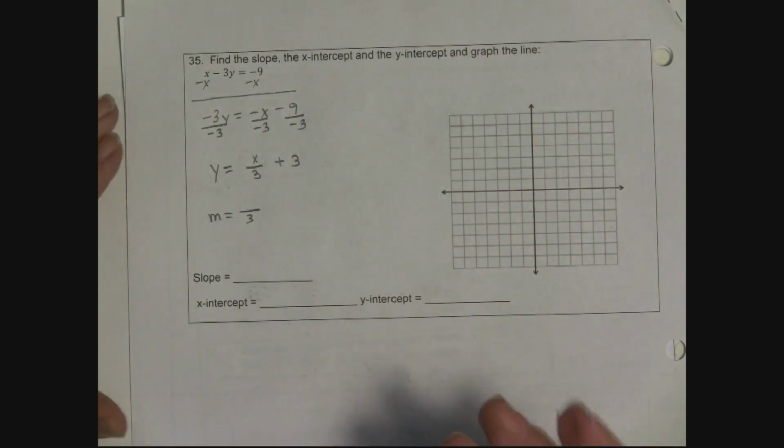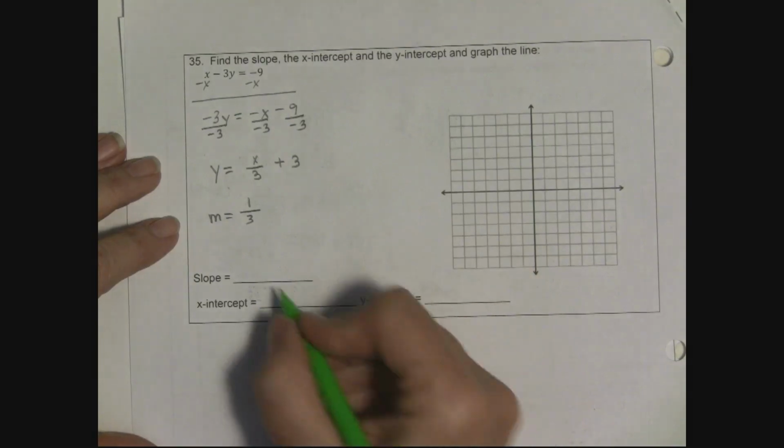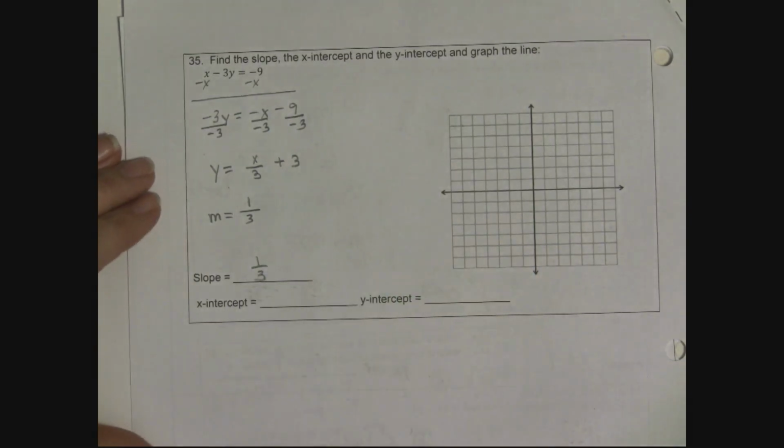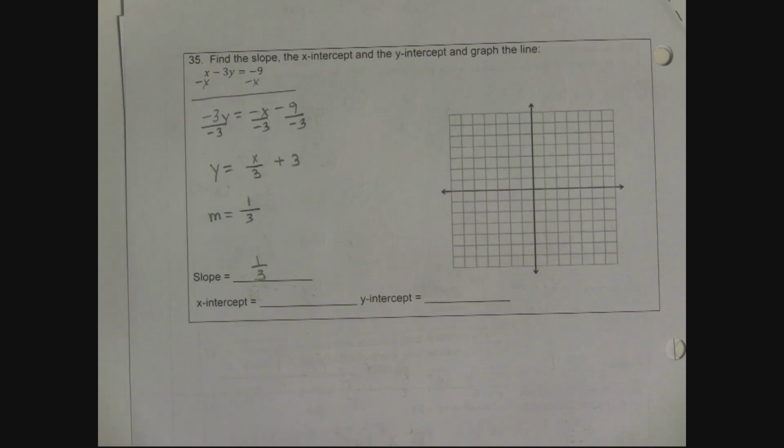Well, fractions don't run around without tops, so the numerator is 1, so this is 1/3. So the slope is 1/3. Now I want to find the x-intercept.